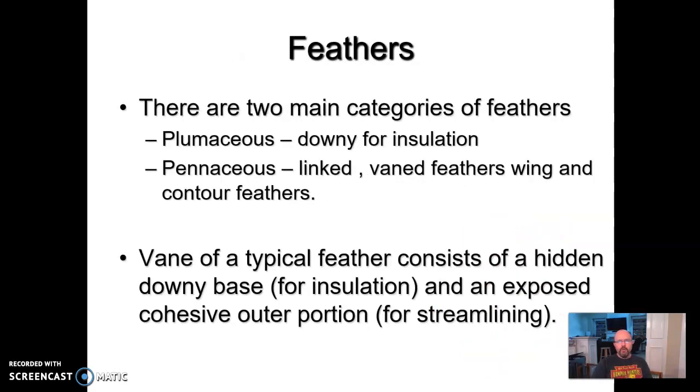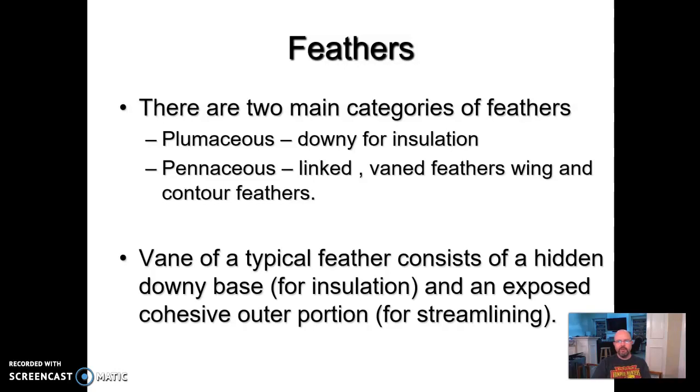Feathers. There's two categories of feathers. We talked about some different specific feathers, but plumaceous feathers are the ones that are downy and give insulation. So those down feathers. Pennaceous are vaned feathers that are used for wing and contour feathers. I think the root for penne means like flags, like a pennant. Plume is like a plume that sticks up. So plumaceous, sticking up, feathery, and pennaceous, more like a flag, I think.